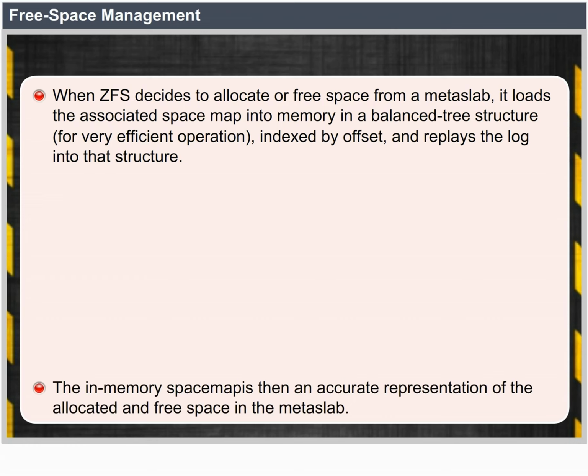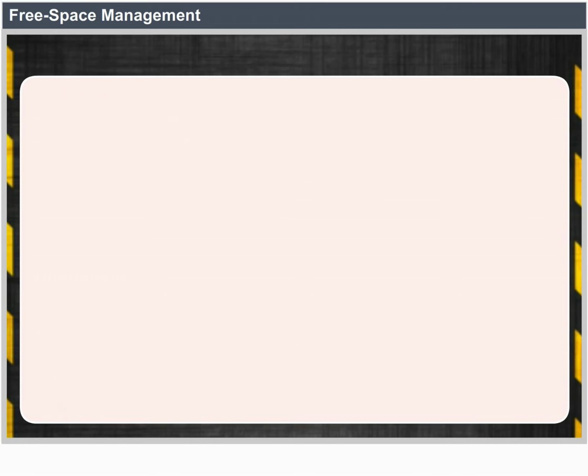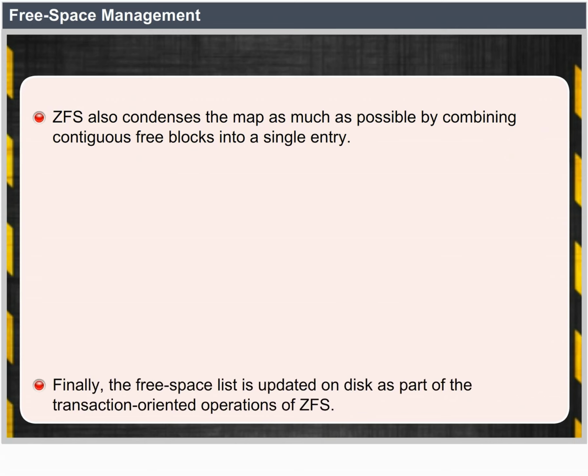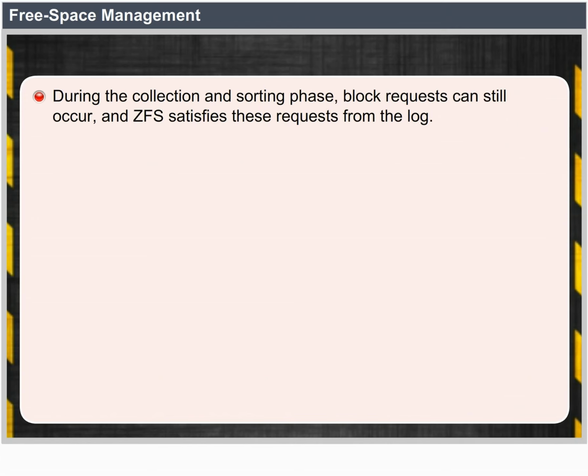ZFS also condenses the maps as much as possible by combining contiguous free blocks into a single entry. Finally, the free space list is updated on disk as part of the transaction-oriented operations of ZFS. During the collection and sorting phase, block requests can still occur, and ZFS satisfies these requests from the log. In essence, the log plus the balanced tree is the free list.